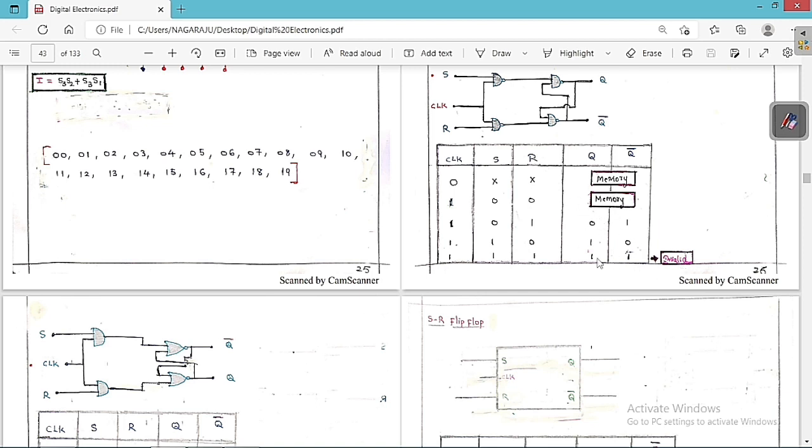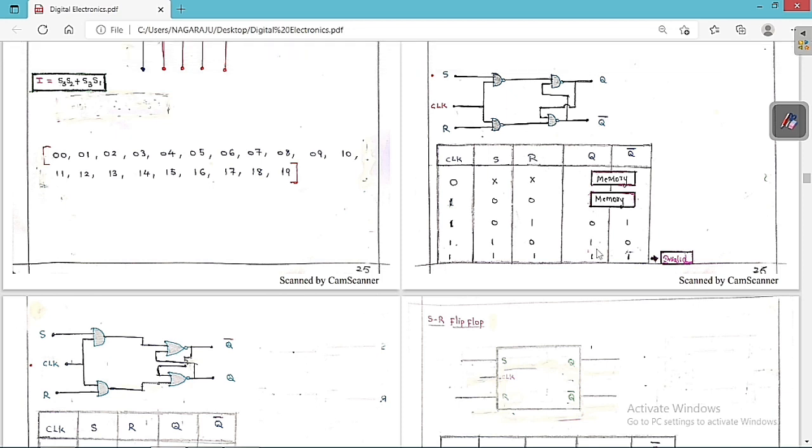And what I told you, invalid means that after this input, if you go to the memory state, definitely the outputs will be the same, so it will be 0 1 or 1 0, based on the device, since the device acts very fast. So we can't predict the output. Because of this reason, we are not using this state, so it is called the invalid state.